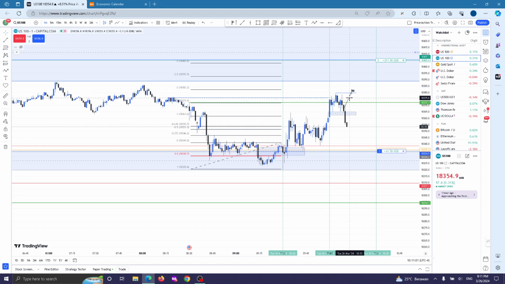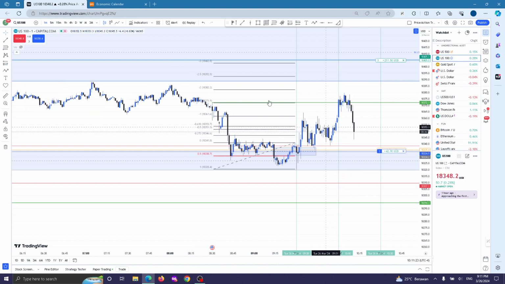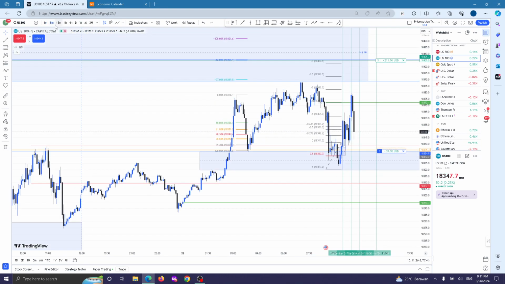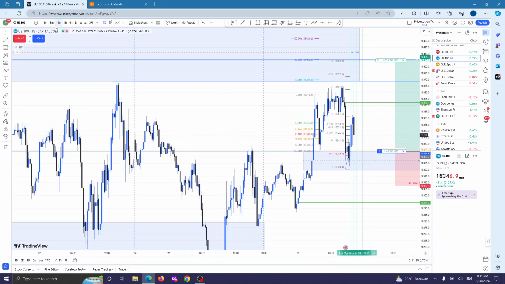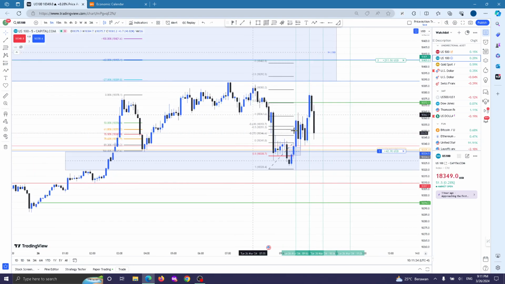Okay, we are wrong. After taking this original consolidation, price just moved lower now. This 5-minute propulsion, I want to see this mean threshold holds.